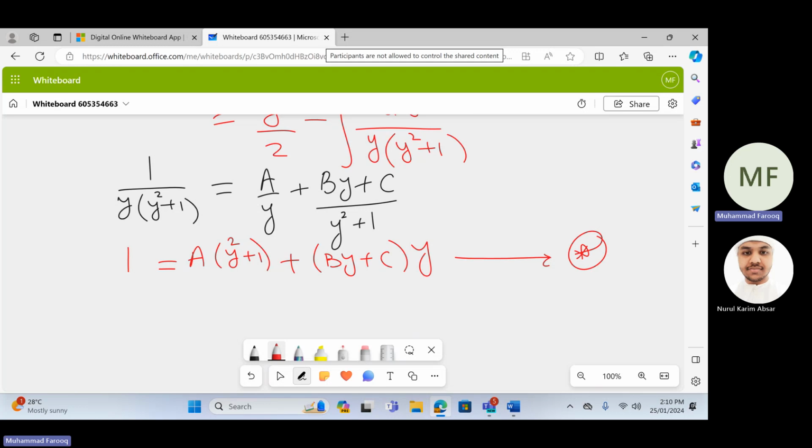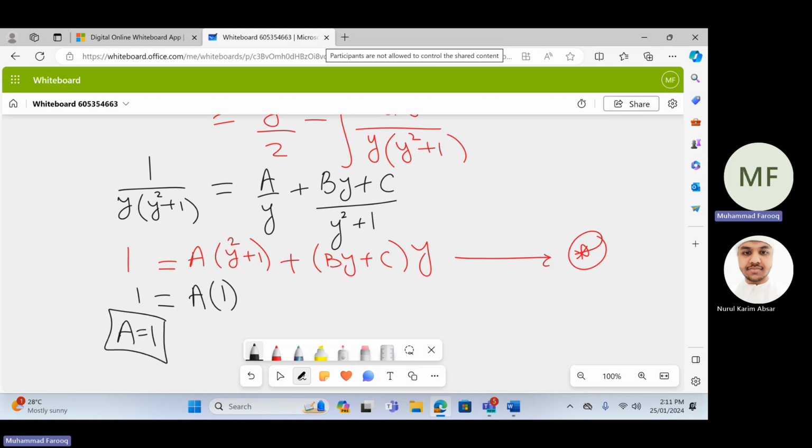Actually, we are using now y variable name, not x. I was asking why we wrote By plus c. Because it's a quadratic factor, we take two constants together. Now, from the first factor, what is the y value? 0. So in star, put 0. So 1 is equal to A times (0 plus 1), which is A. How much is A? 1.